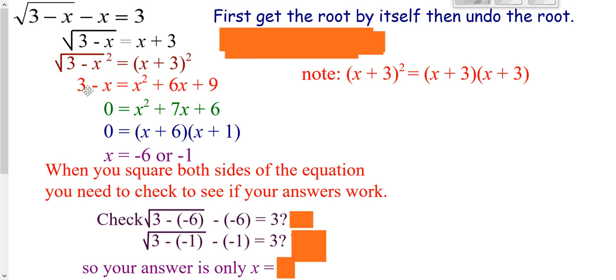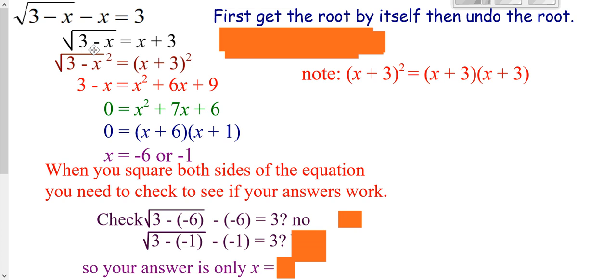Let's take our negative 6, plug it in right here. So it's 3 minus negative 6, which is 9. 9 minus a negative 6, which would be 9, square root of 9, which is 3. And then we'd have to go ahead and add 6, because you're subtracting a negative, and that is not 3. So it does not work.